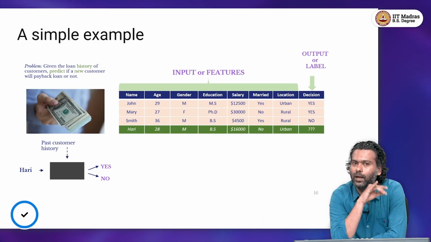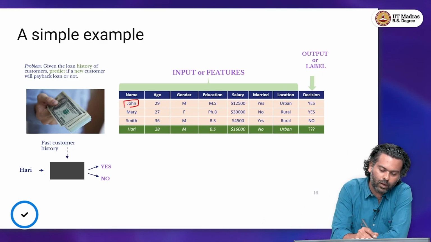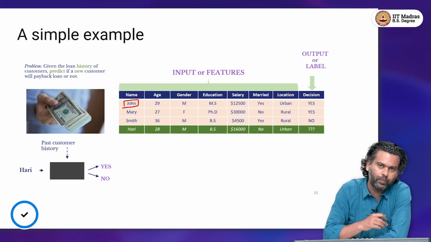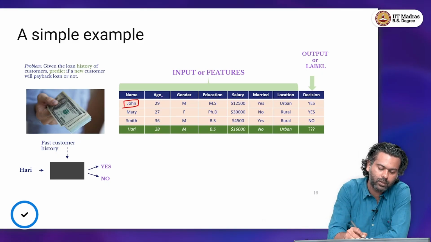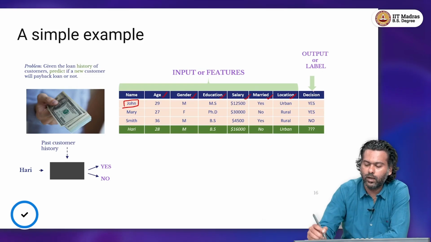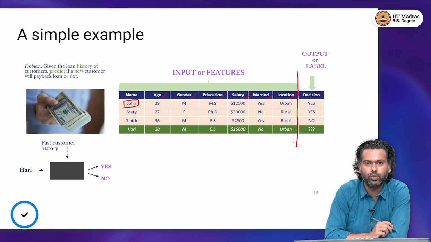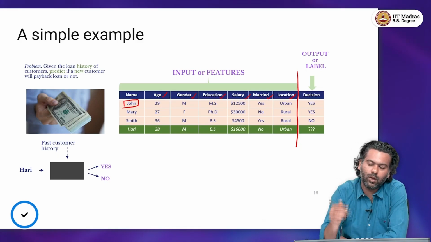Here it's slightly more advanced. The input is not a single number but a bunch of numbers, right? So let's say you have a previous old customer John, and now you don't have a single number to represent John, but you have a bunch of numbers, right? So you have John's age, gender, education, salary, marital status, location, right? So these are all inputs about John. It's not a single number, but a bunch of numbers, and so we will sometimes call these features.